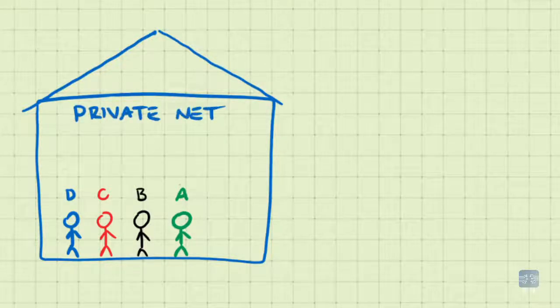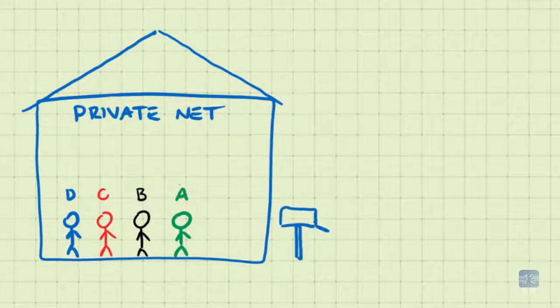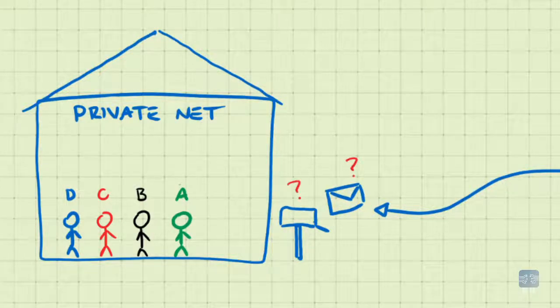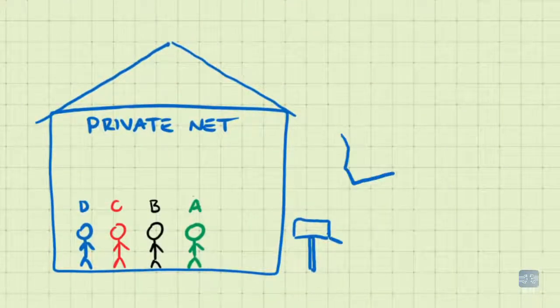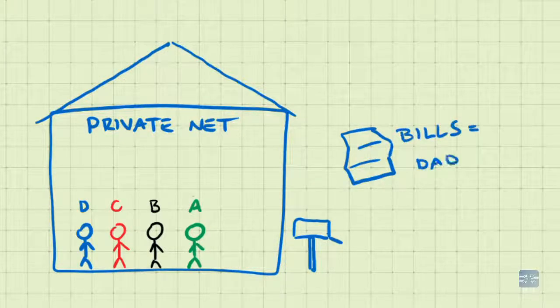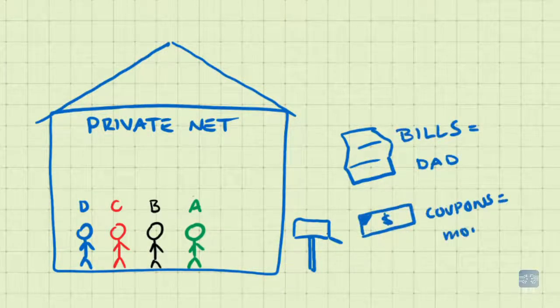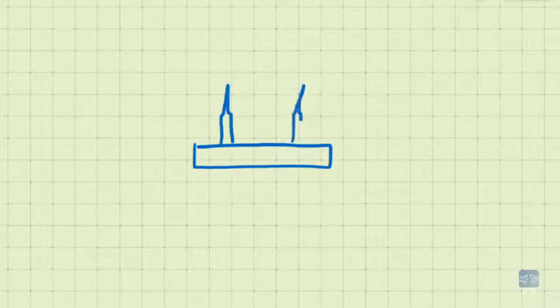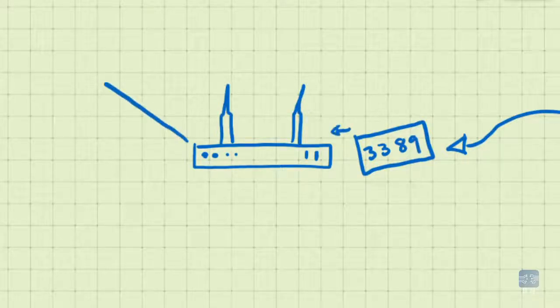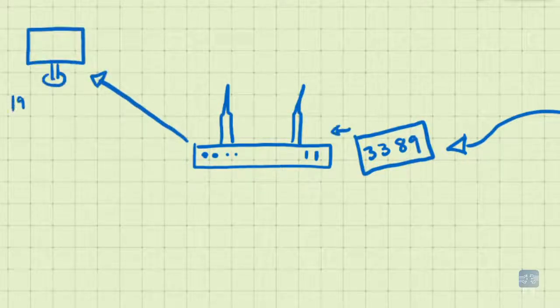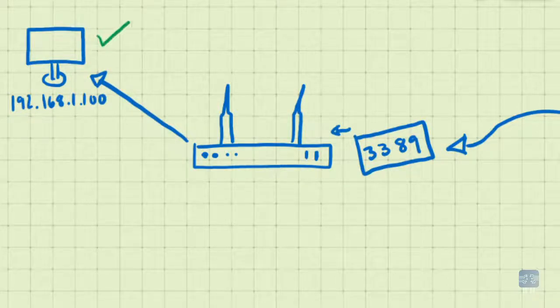The house they are all in is like your private network. If a letter comes to your house or router, and there's no name on the letter or no specified destination, the router has no idea who to give it to and the letter will get lost. Port forwarding is like telling the router, all bills go to dad, or all coupons go to mom. We will tell the router that any traffic that comes through on port 3389, which is remote desktop's port, goes to one specific computer. For example, the one we configured earlier.